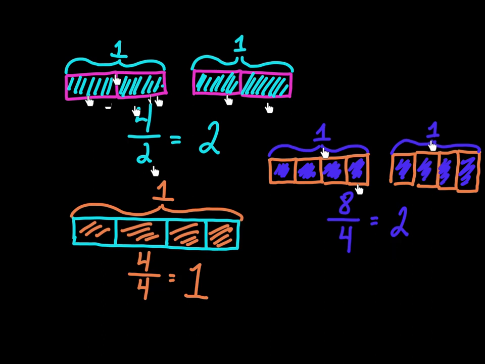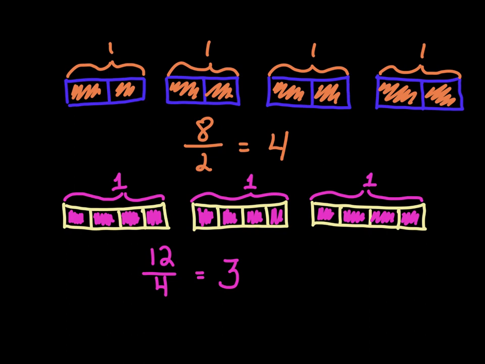Then you can have this example. This is a whole, and this whole has been cut up into 4 pieces. 4/4 is the same as 1. It could be 3/3, which is 1, 2/2, 8/8, 9/9. Anytime the numerator and the denominator are the same, they represent 1, a whole.